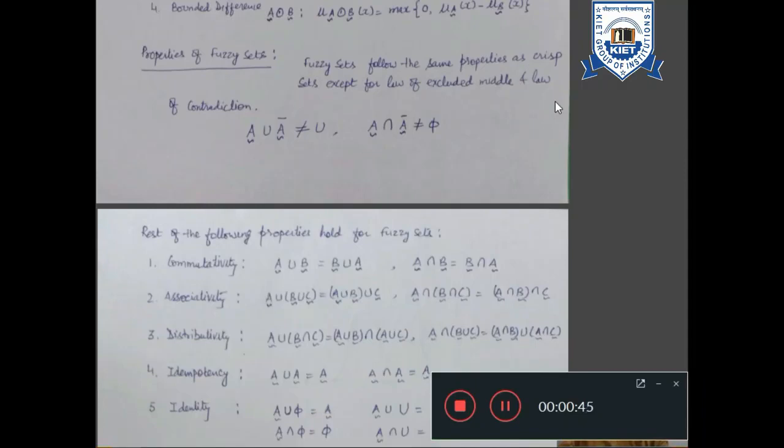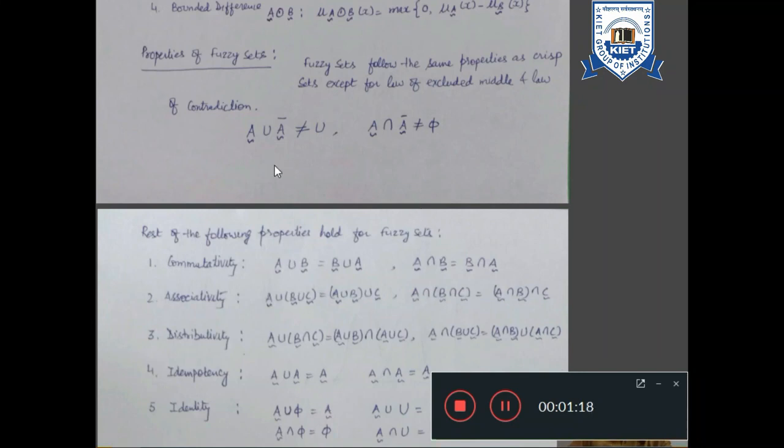I'm just coming to this point. There are a lot of properties which we have already seen in the classical sets. They all exist for the fuzzy sets also. But there's some contradiction also. There are some properties, like the law of excluded middle and the law of contradiction in the crisp set, that do not hold for fuzzy sets.